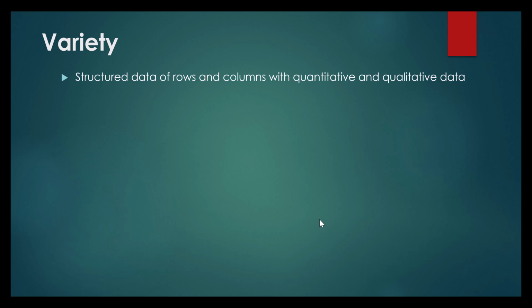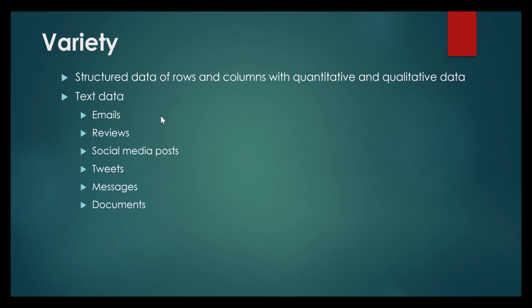Variety. Now in the past, we just had quantitative and qualitative data, structured data of rows and columns. But now, in addition to structured data of rows and columns with quantitative and qualitative data, even text data is now considered data. In the past, text was never considered data.